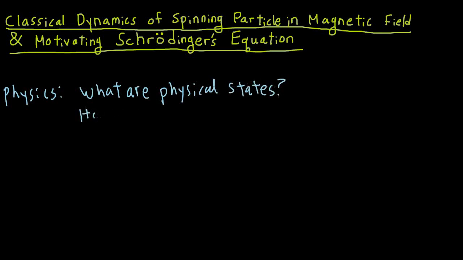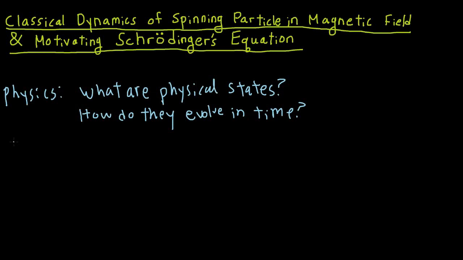And how do they evolve in time? So far in this video series on quantum spin, I've talked a lot about what the physical states are for quantum spin. They're just two-dimensional complex vectors. But I haven't yet said how they evolve in time.